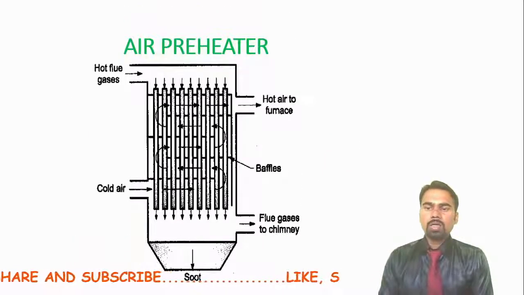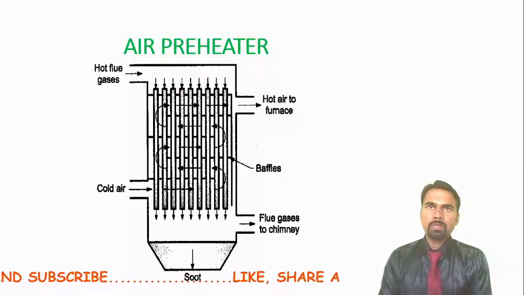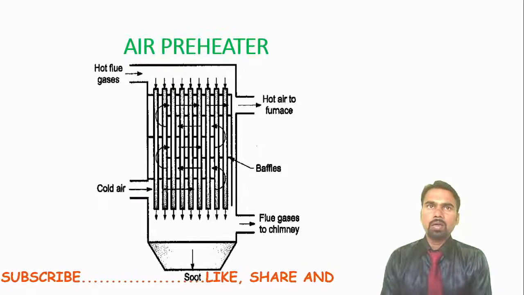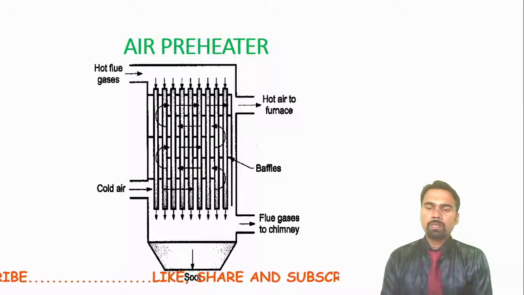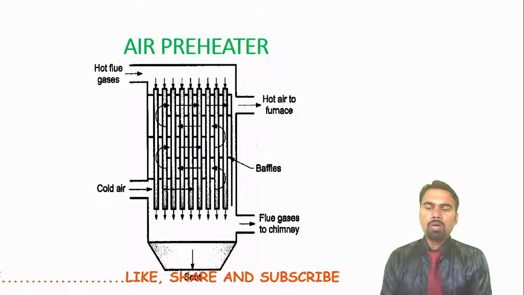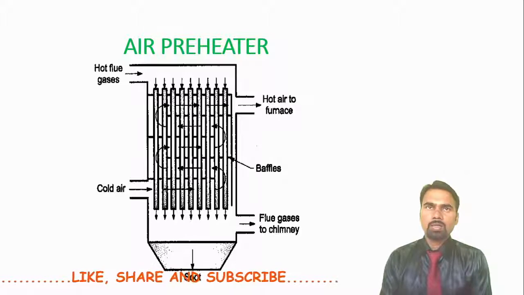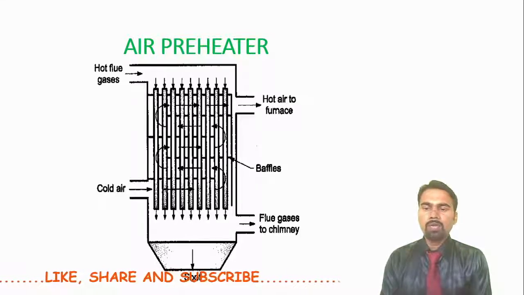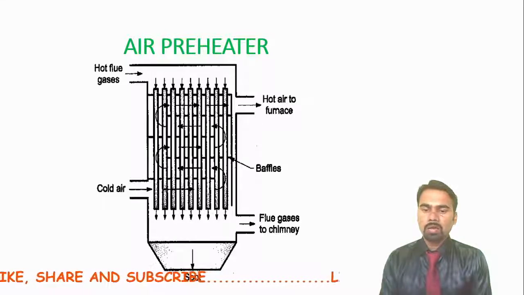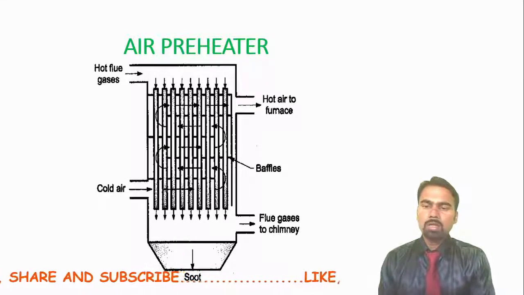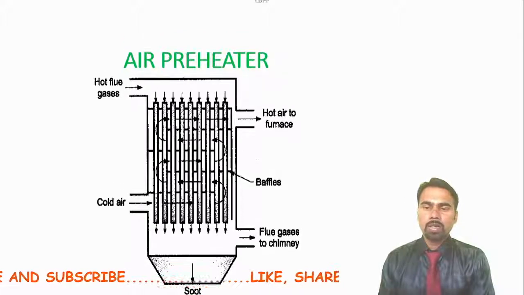The next component is the air preheater. For combustion, air is required. If we preheat the air before sending it into the combustion chamber, then the amount of fuel required will be less. So ultimately the efficiency of the plant increases by using the air preheater. So these are the three accessories: air preheater, economizer, and superheater.